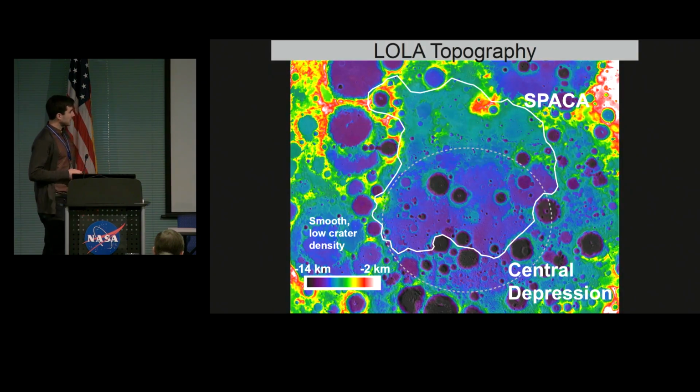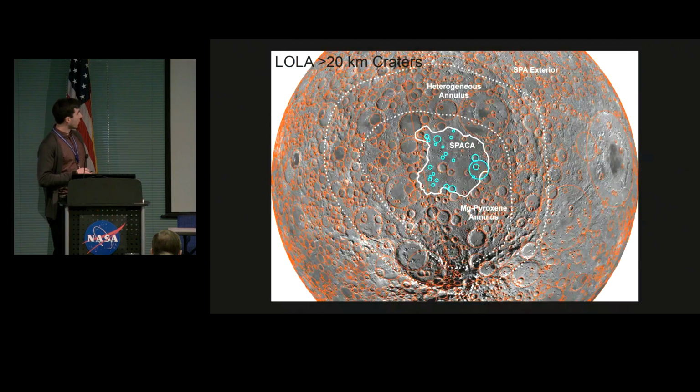We can start to get an idea by looking at topography. So this is a topographic map from LOLA across the Spaka region. You can see that the area looks fairly smooth in topography. And there's some hint that there may be a lower density of impact craters throughout this terrain. When we look at the catalog of LOLA craters greater than 20 kilometers, we find that that's borne out. There is indeed a lower density of impact craters throughout this area.